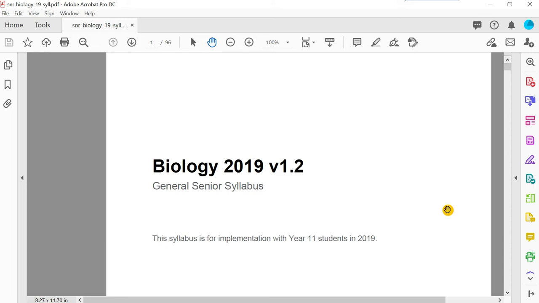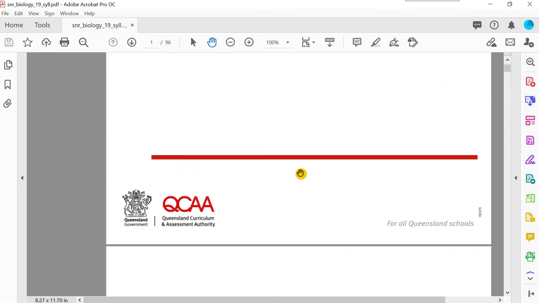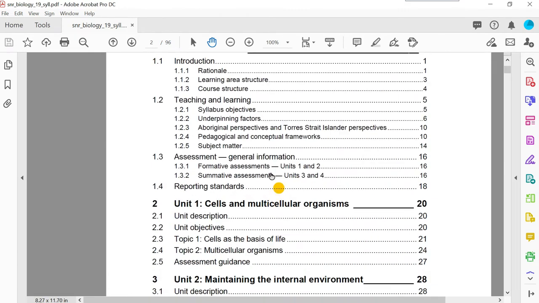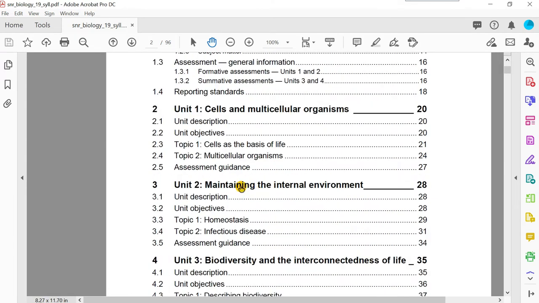In this next video we're going to be having a look at the syllabus briefly. There are 5 sections you need to make yourself aware of. First one is to have a look at the contents, because the contents will actually tell you where to go and find the information for each unit.